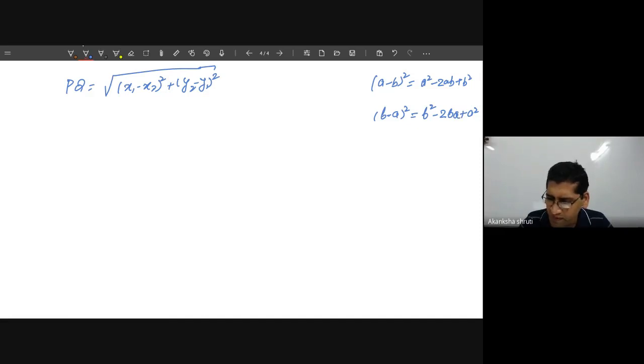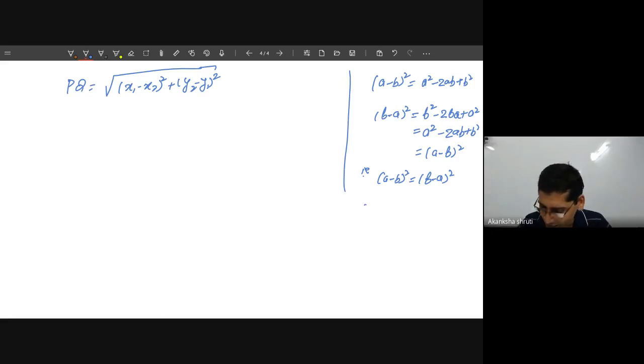A student, this a square and b square are positive, so I may write this as a square minus twice of ab plus b square. Means this is the same as a minus b square. That is, a minus b square is the same as b minus a square. Example, if you are taking 3 minus 2 square or 3 minus 4 square, or let me take this as 5 square.